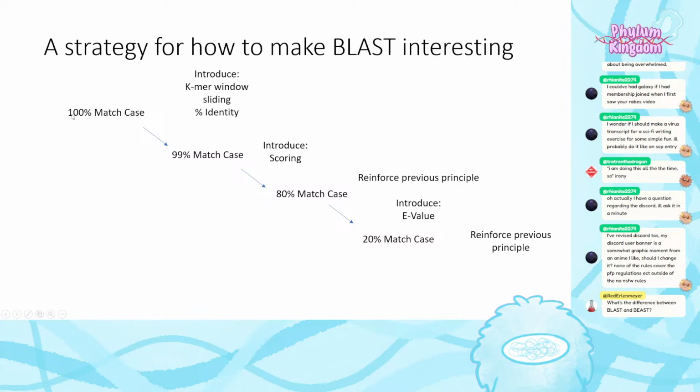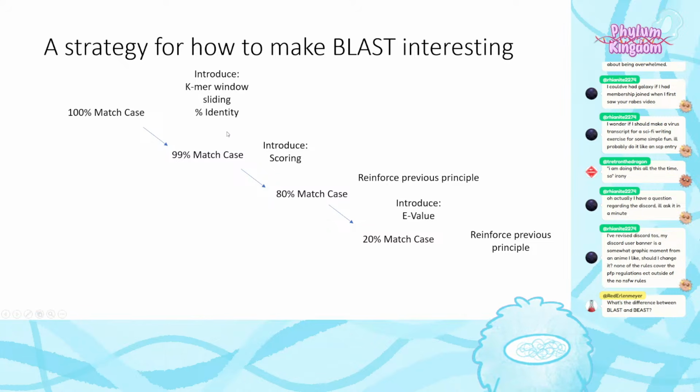So you start off the way that you did with the 100% match case, right? This is the simple Control F. Does it match? Does it not? And here you already did this. You start with k-mer window sliding, which is just looking at every substring of 5 characters and seeing if they match the other thing. And then you get into a bit of percent identity, right? If 2 strings match identically, they have 100% identity.